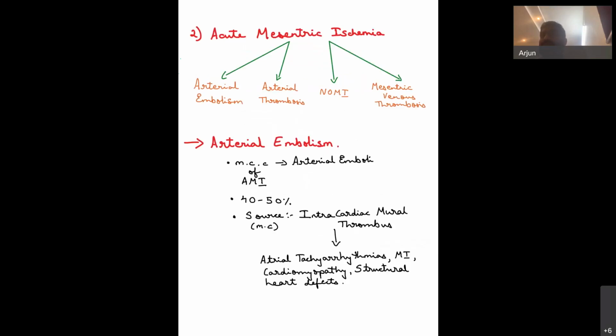In case of acute mesenteric ischemia, here you have four types. You have the arterial embolism, arterial thrombosis, NOMI, and the mesenteric venous thrombosis. Coming to arterial embolism, the most common cause of acute mesenteric ischemia. It is seen in 40 to 50% of the cases, and the source is mainly from the intracardiac mural thrombus. And it is also seen in cases of atrial tachyarrhythmias, myocardial infarction, cardiomyopathy, structural heart defects.